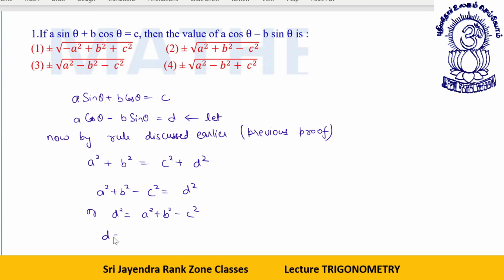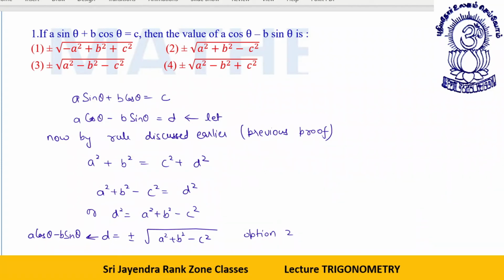D is equal to what? Plus minus under the root a square plus b square minus c square. This is what d is. D is nothing but a cos theta minus b sine theta. Which is the option? Option number 2 is your answer. A square plus b square minus c square. Am I clear to all of you?